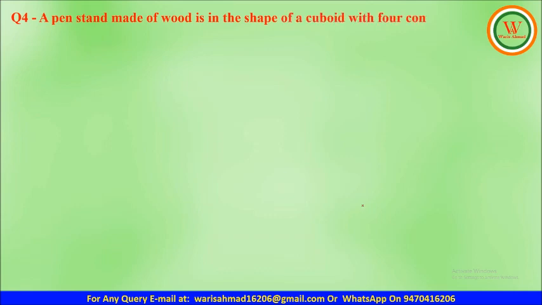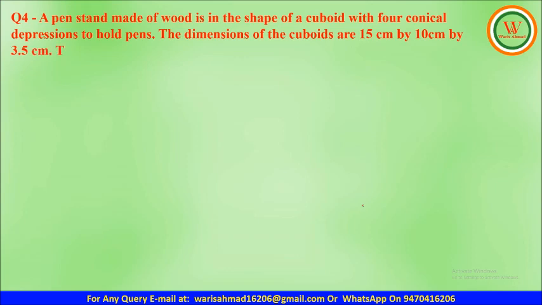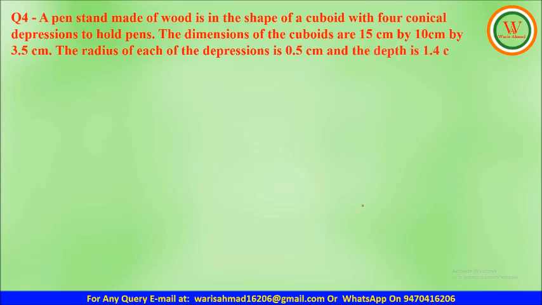Now let us consider question number 4 of the same exercise. A pen stand made of wood is in the shape of a cuboid with 4 conical depressions to hold pens. The dimensions of the cuboids are 15 cm by 10 cm by 3.5 cm. The radius of each of the depressions is 0.5 cm and the depth is 1.4 cm. Find the volume of wood in the entire stand.